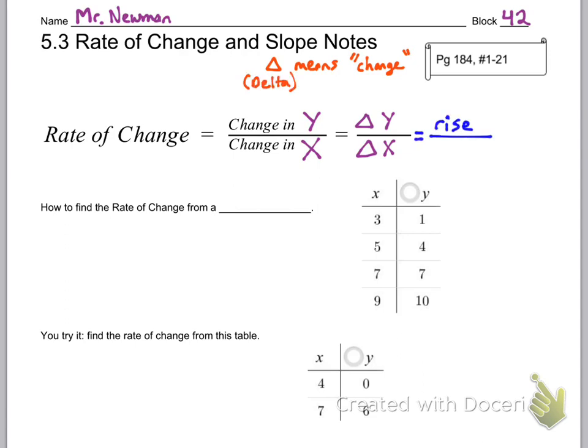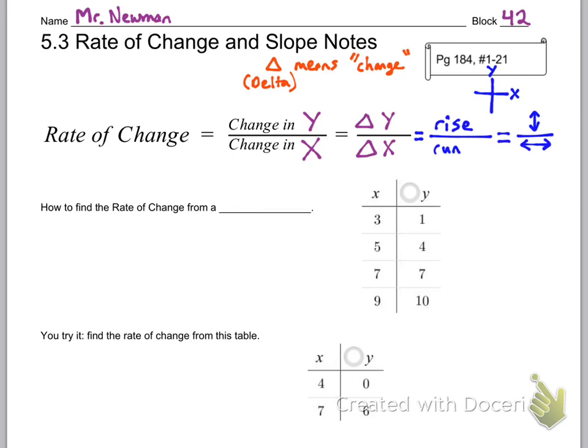Another way you might hear this is rise over run. The reason that might be helpful for you to remember this is because if you think of a graph and the x and y axis, the rise, up and down, is the y, and the run, left and right, is the x. So rise over run is delta y over delta x, and that's the same as change in y over change in x.